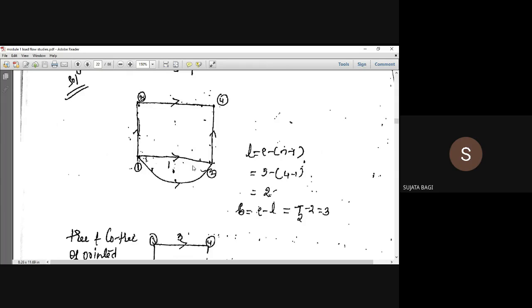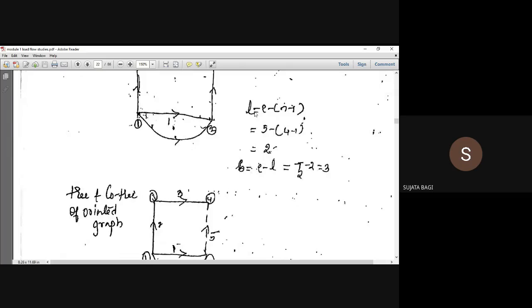This element is nothing but E is equal to B plus L. Element is nothing but branches plus links. Branches are nothing but thick lines, and links are nothing but dotted lines. So out of these 5 elements, how many branches and how many links? Links plus branches is nothing but elements. So now, what is the branch and what is the link here?